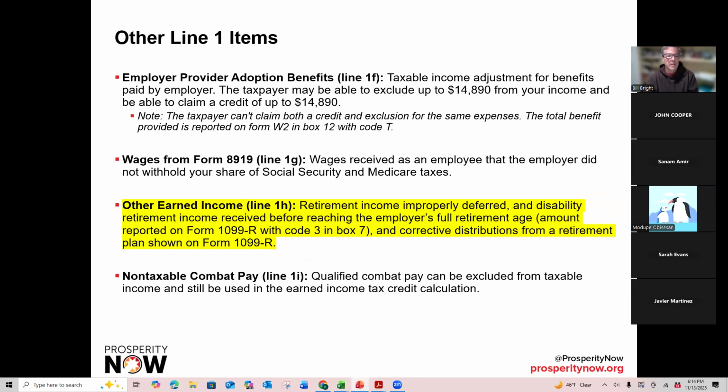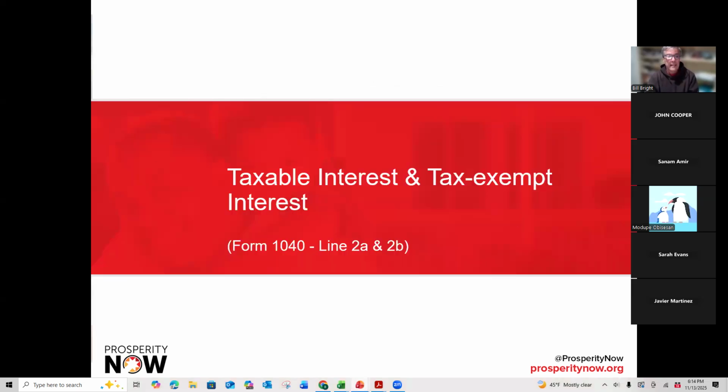A couple other things: employer adoption benefits. We don't see any of that. Wages on 8919. I can't remember what that is. Other than income, okay. Occasionally, some type of retirement income will be coded differently. For instance, a 1099-R with a box 3 could be a situation where someone is under 65 but had to take retirement early because of some sort of disability. In that case, that income will also be treated as available for the earned income credit, provided they meet the income requirements. Non-taxable combat pay, again, I don't really see that.